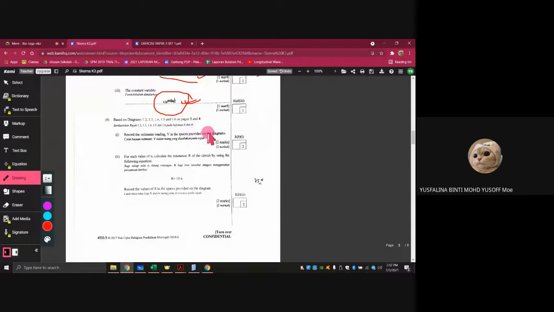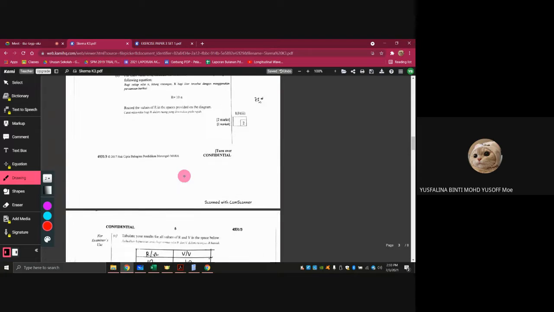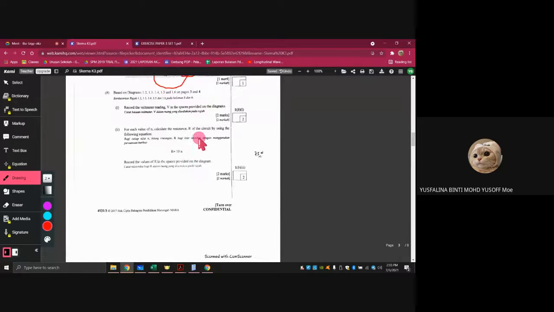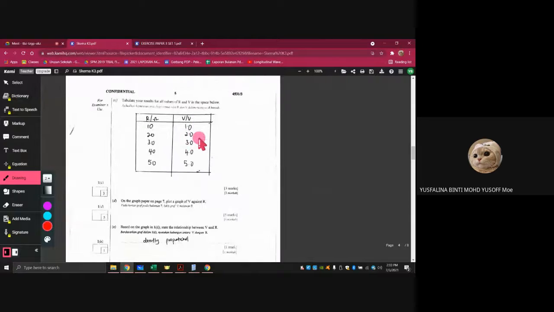For B, this one you already answered. I already said you have to read from the diagram, and this is the value of R. You can calculate by using 10 multiplied by N, and you have to record it in the space. So you already see here, it says record the value of R in the spaces provided. So you have to put the answer. Don't forget. And this is the table.